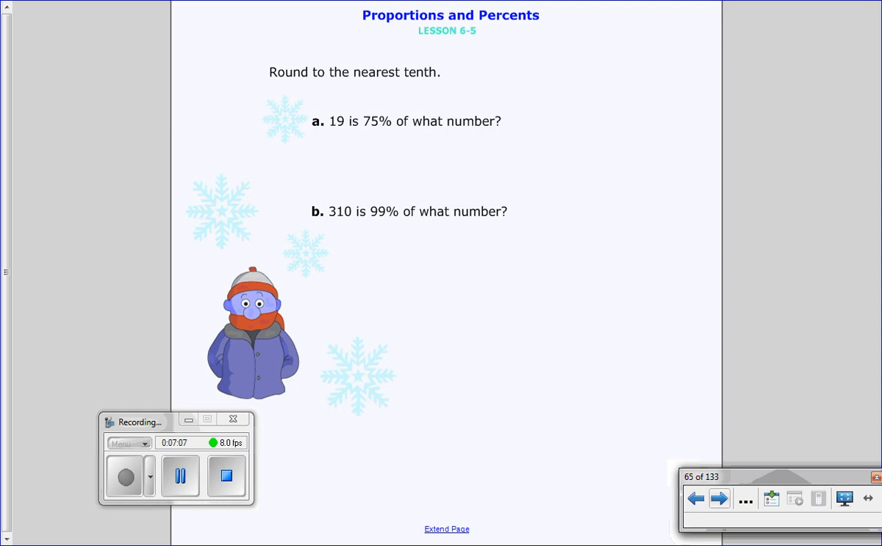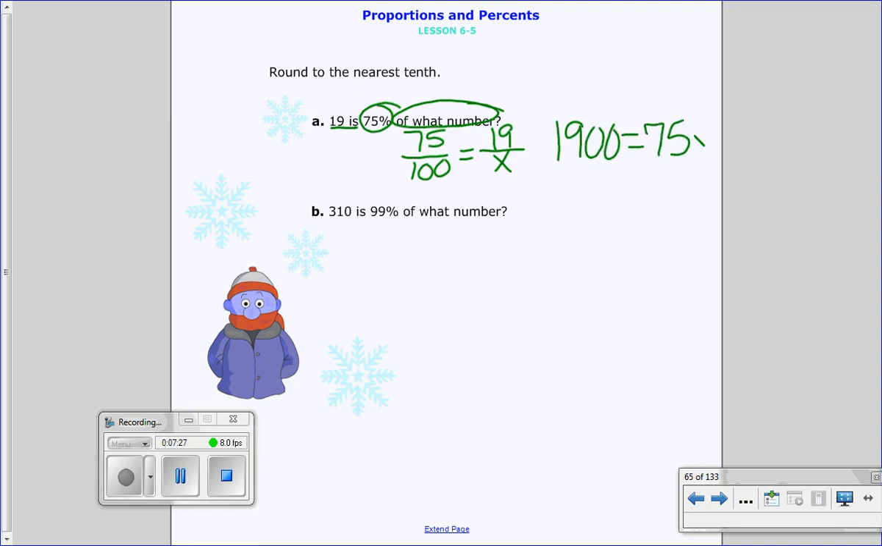All right, so I have A and B here. We're going to do A together, and then you get to do B on your own. 19 is 75%. I always do that percentage one first. It's the easiest for me to do. Of what number? Well, that of tells me that's on bottom, and 19 is on top. So get 1900 is equal to 75 times x. And divide that out. And you get x is 25 and 3/10 repeating. And so that is what we ended up with on that one.